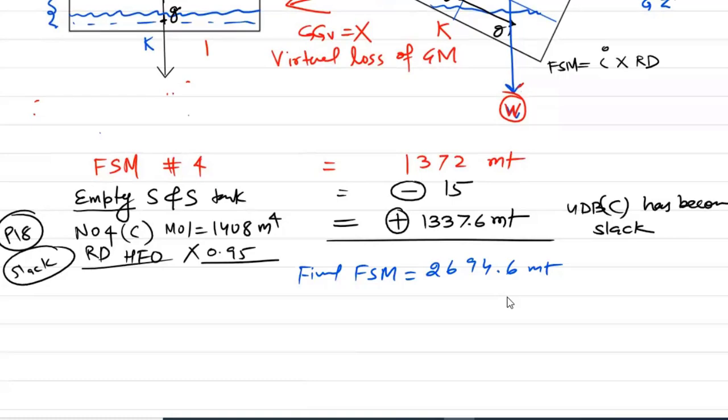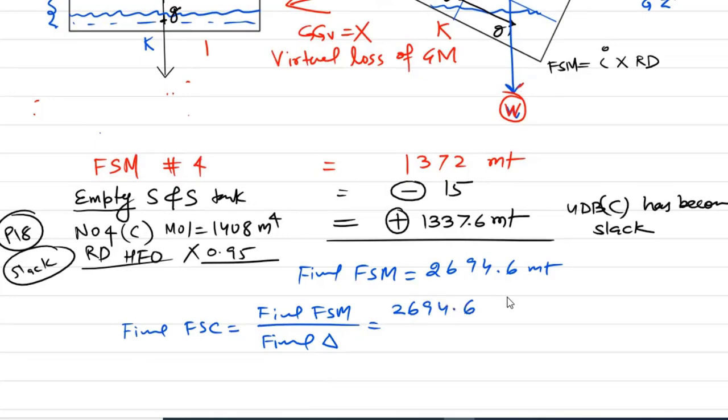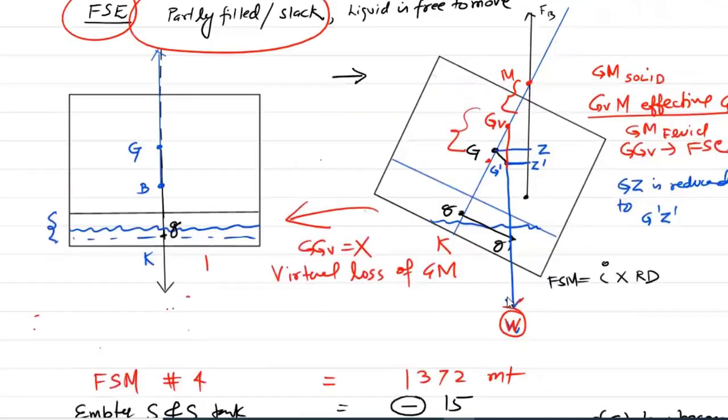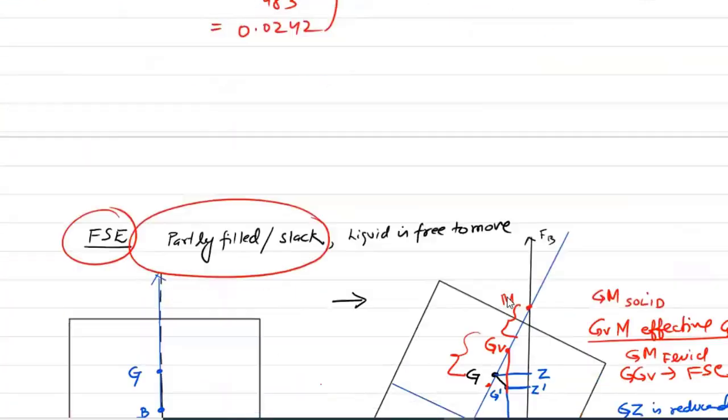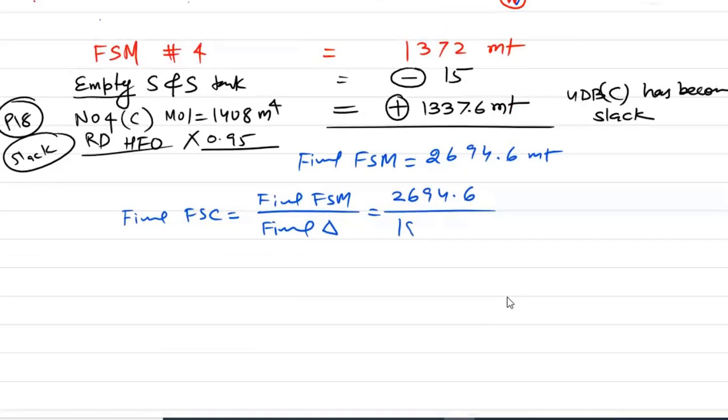Now I'll give you the formula. Final FSC, like final KG: final FSC is final free surface moment divided by final displacement. बात समझ आया कि नहीं आया? So final free surface moment is 2694.6. And final weight, final displacement, we have already calculated: 18047.6. Find out final FSC.